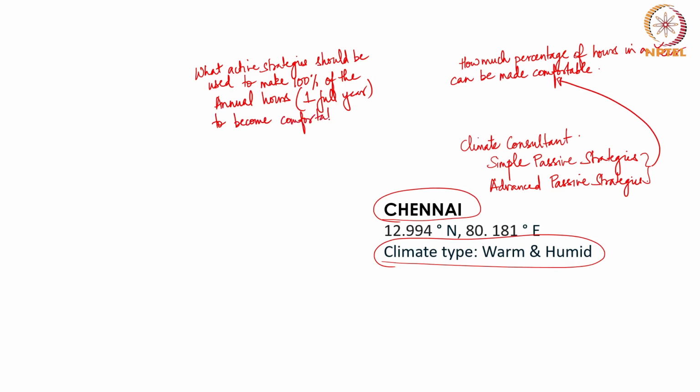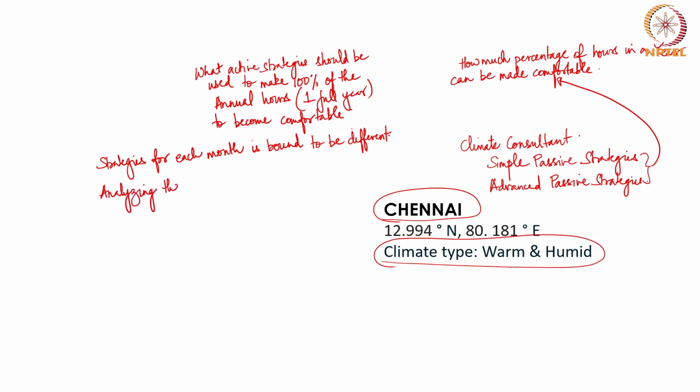Now, we also know that the strategies for each month are bound to be different. I have already demonstrated this in the climate consultant software, how for every month the strategies are different. So strategies for each month are bound to be different. Just to show you how these differences happen, we will be analyzing the psychrometric chart for 4 solstice periods.